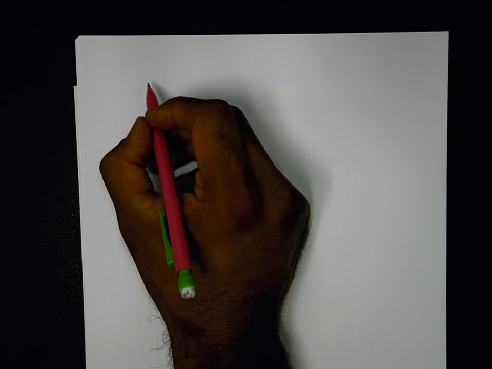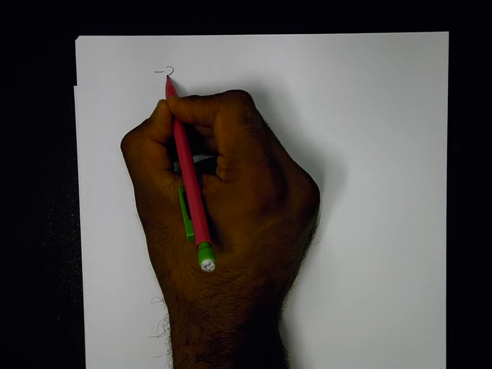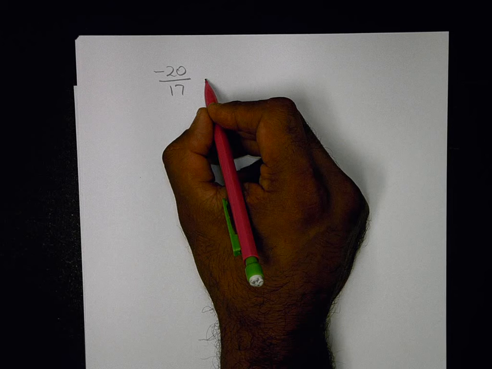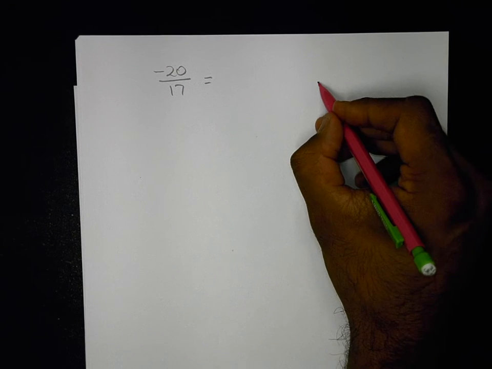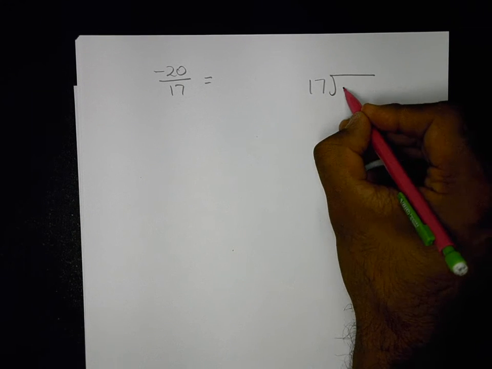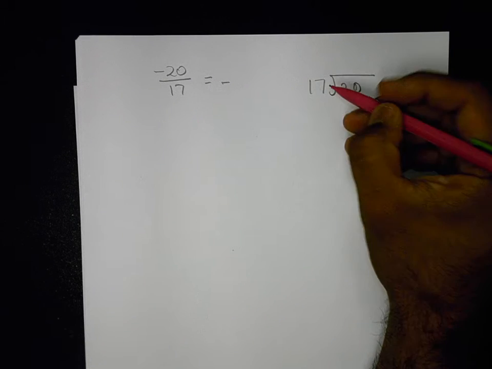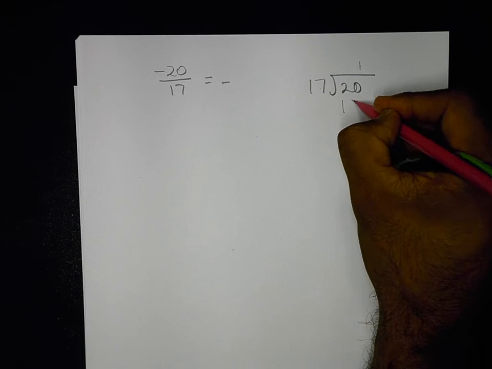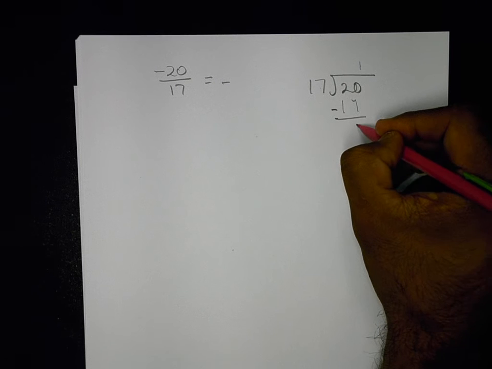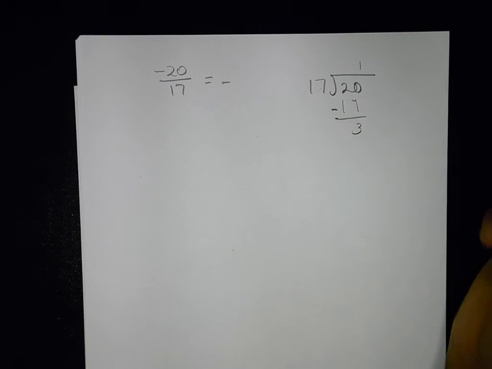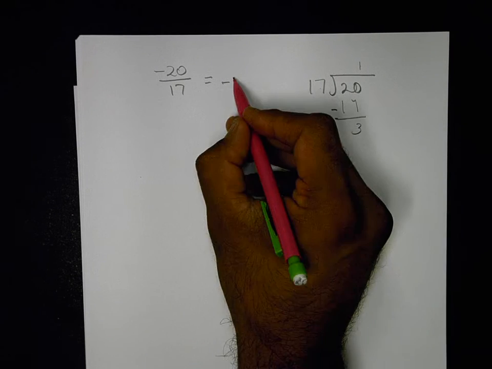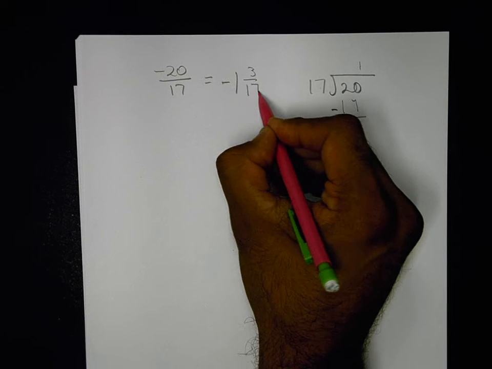Then say, for example, -20 divided by 17. Same thing here. I'll divide, and I'm just going to remember that my answer is negative. So 17 goes into 20 one time. Subtract, and I get 3, so it goes in there 1 time, and it's over 3/17.